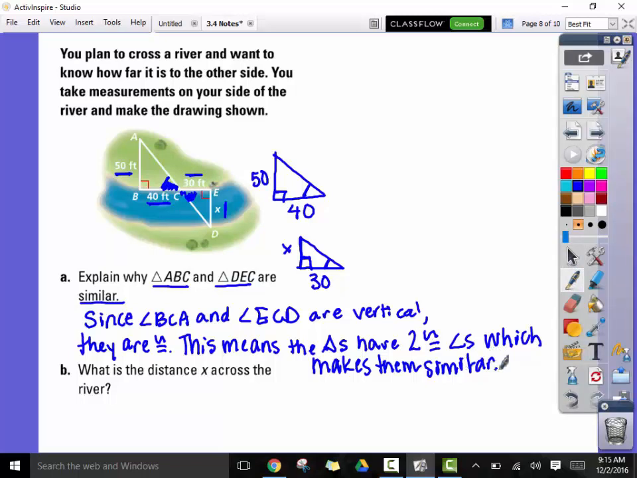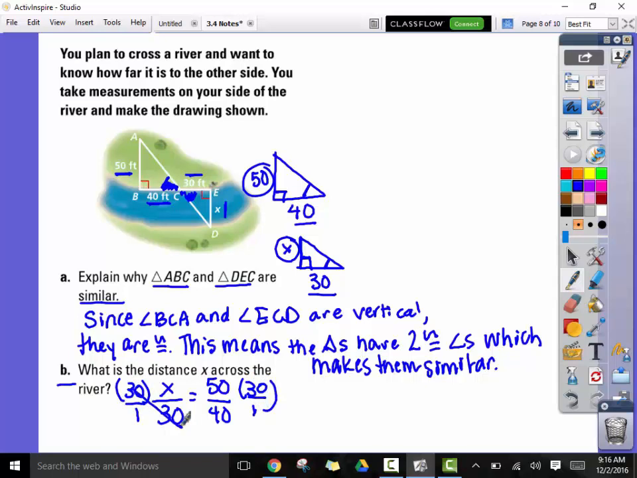Okay, so for B, what is the distance across the river? You can either use scale factor or you can set up a proportion. I'm going to set up a proportion, so I'm going to take what I'm looking for, the height of x over its base, which is 30. And in my second triangle, the height was 50 over the base, which was 40. I'll multiply by 30 on both sides, 30 over 1.